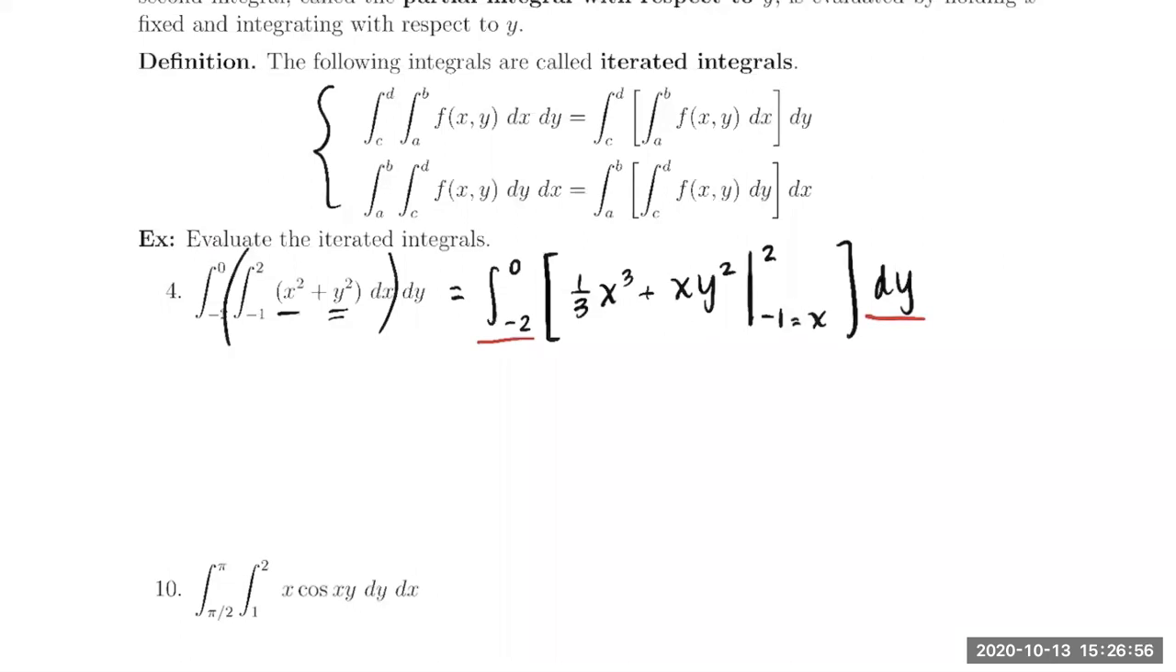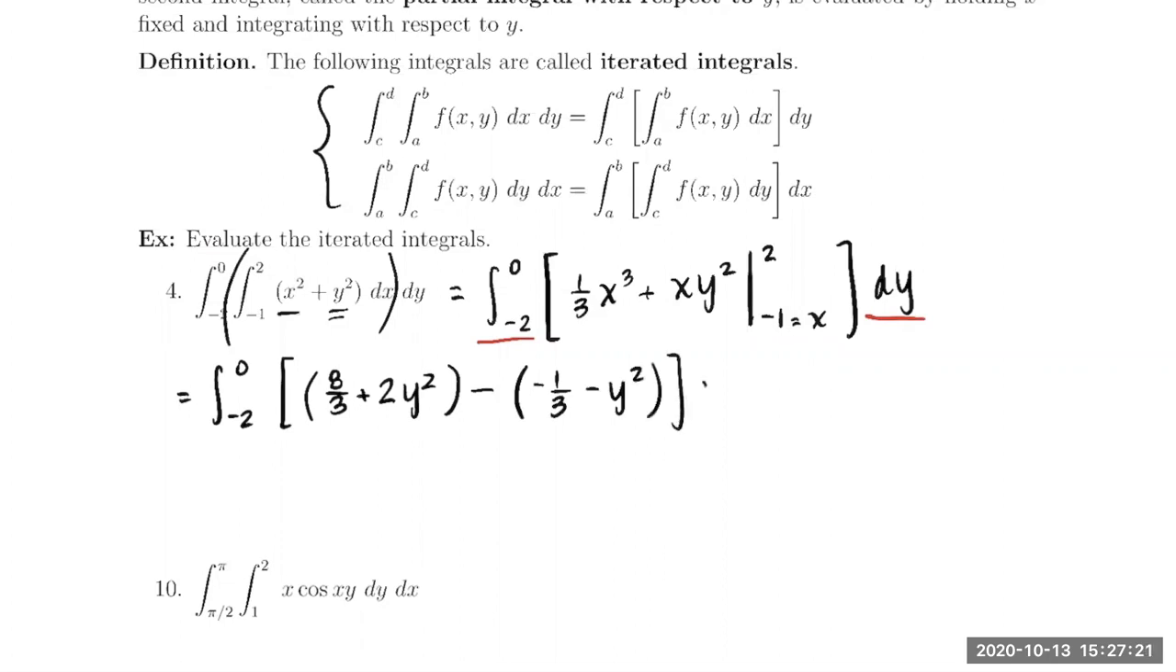All right, so now let's go ahead and apply the fundamental theorem of calculus. I'm going to rewrite my initial integral. Next, I'm going to evaluate at 2. So I have 8/3 plus 2y squared. And now I'm going to subtract evaluating at -1. So I have a -1/3 minus y squared. And again, being careful to include that differential at the end.